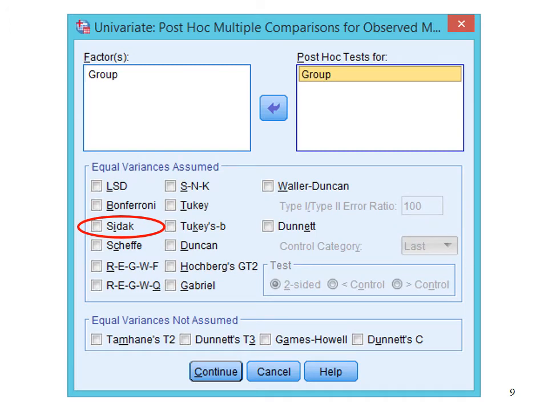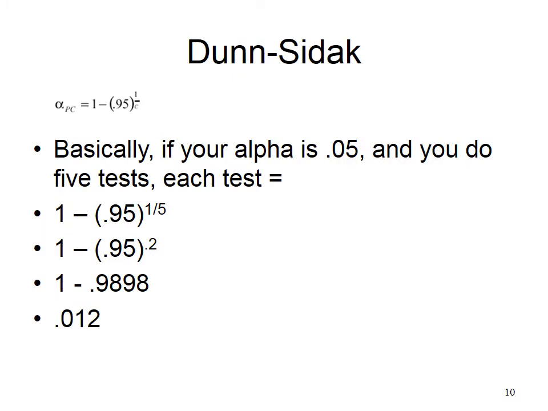Dunn-Sidak is basically the same as Bonferroni. Instead of dividing alpha by the number of tests, it reverse engineers the more correct formula for family-wise alpha, as shown on the next slide. The only difference from Bonferroni is that this test uses the correct formula for adjusting the family-wise alpha and doesn't just divide the family-wise alpha by the number of tests.